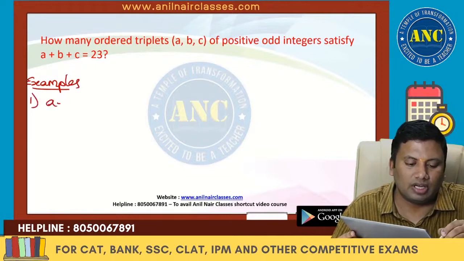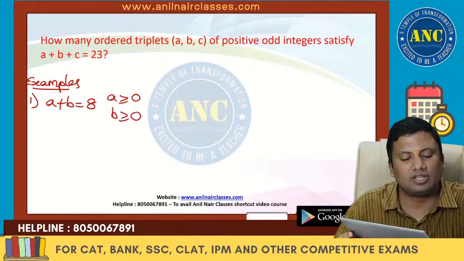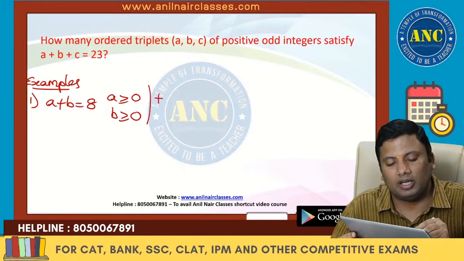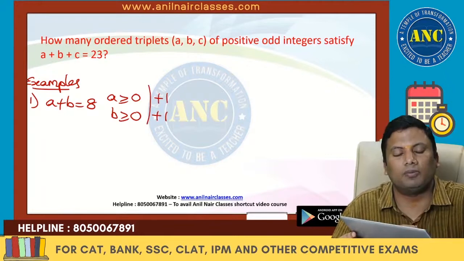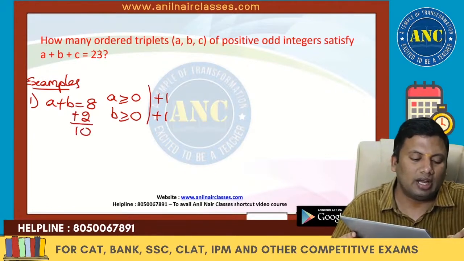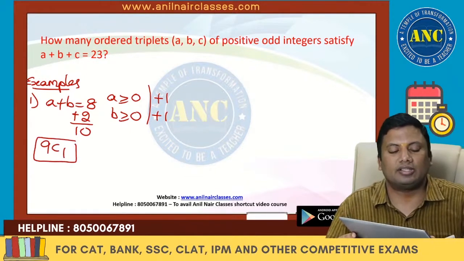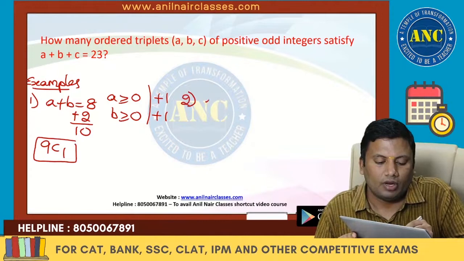Suppose the question is A plus B equals 8. A starts from 0, B starts from 0. Since they start from 0, I need to add 1 to each. To 8, I am adding 2, giving 10. 10 balls are kept in a line. There are 9 gaps. Select any one. Answer is 9C1.